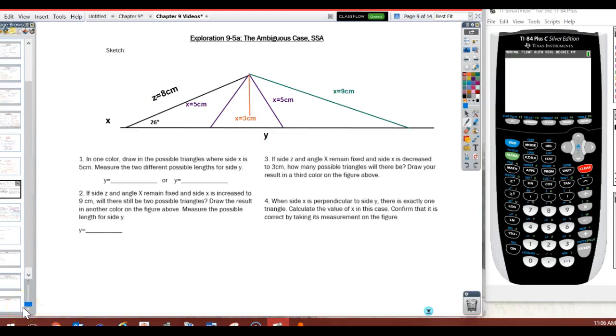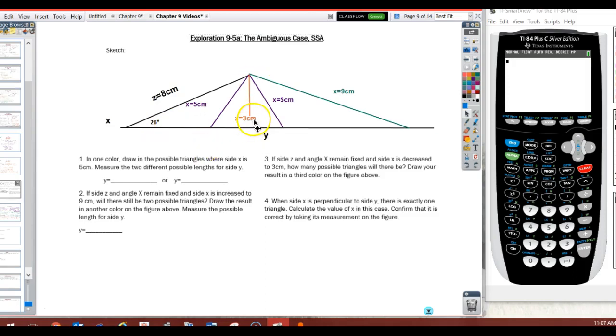All right, so if you watched the two videos before this, what we were looking at is the ambiguous case, side-side-angle. And we constructed these in class, but when x was 5, z was 8, angle x was 26 degrees, we saw that we had two possible triangles. When x was 9, z was 8, x was 26 degrees, we had one possible triangle here. And then when x was 3, z was 8, and x was 26 degrees, it didn't create a triangle at all.